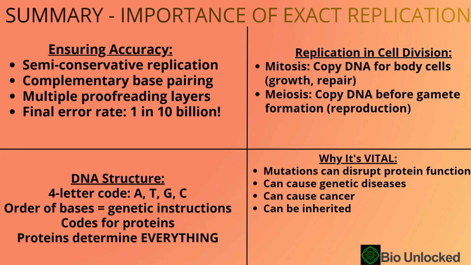Now, the DNA structure determines the proteins, and the proteins determine everything. The four letters make up entirely your lifestyle, it determines everything. That's why the importance of exact replication is vital. Mutations can disrupt protein functions, which ruins cells' functions. This can cause genetic diseases, but most importantly, this is how cancer is formed.